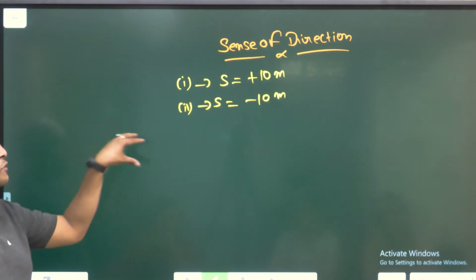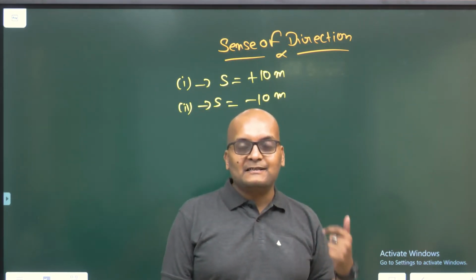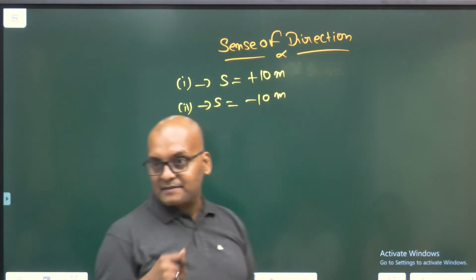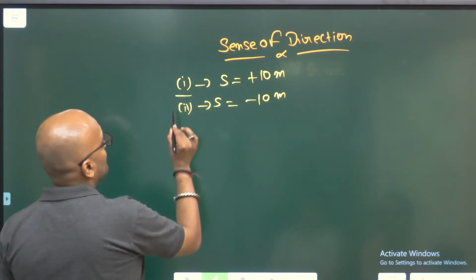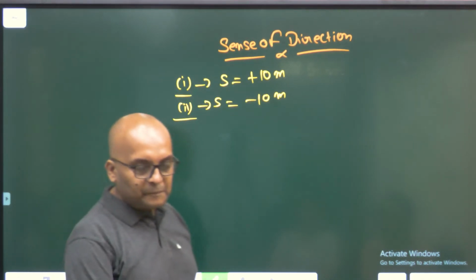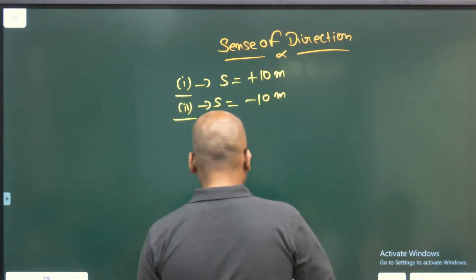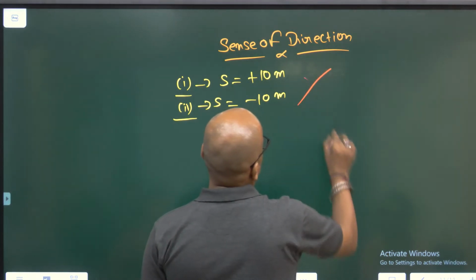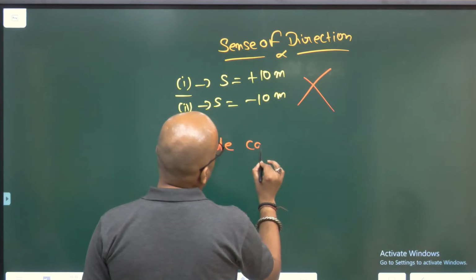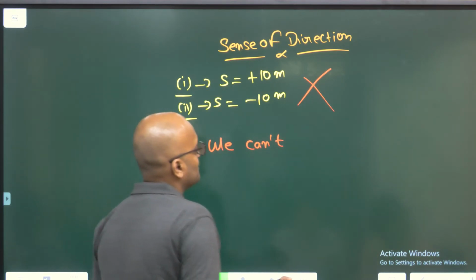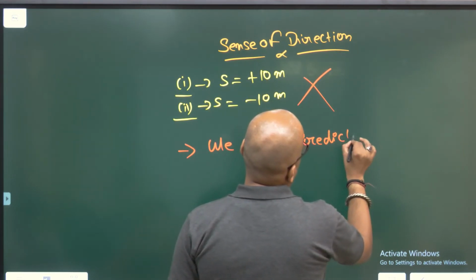Okay, let me make the question more simple. Can you tell me when is the body's displacement along the positive x-axis? When is the body moving along the positive x-axis, in case 1 or in case 2? In case 1. No, absolutely wrong. Note it down. We can't predict direction with displacement. I'll show you why.